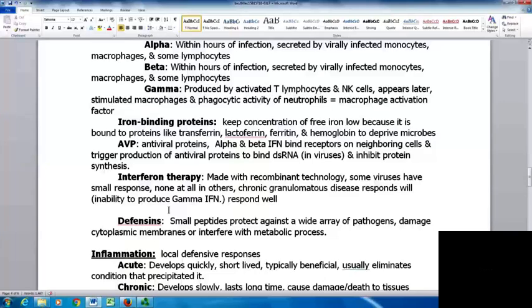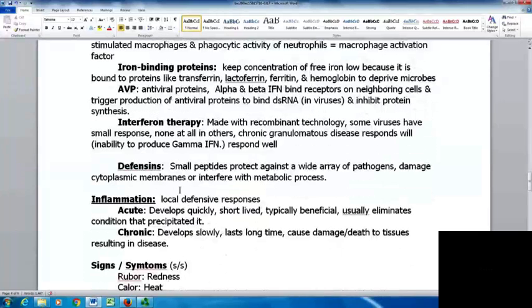It's got an inability to produce gamma interferon. So the defensins, these are small peptides that will protect against a wide array of pathogens. These can damage cytoplasmic membranes or interfere with other metabolic processes.